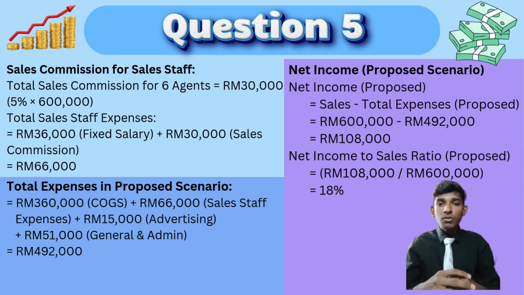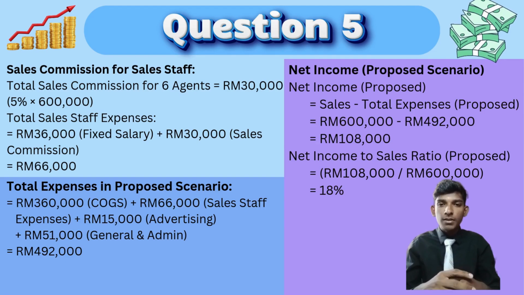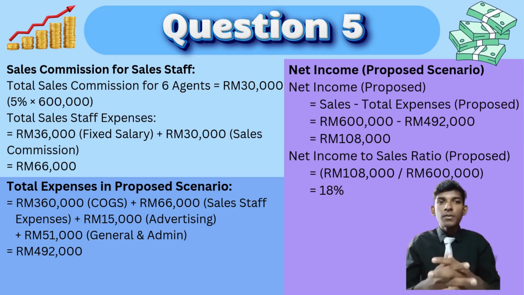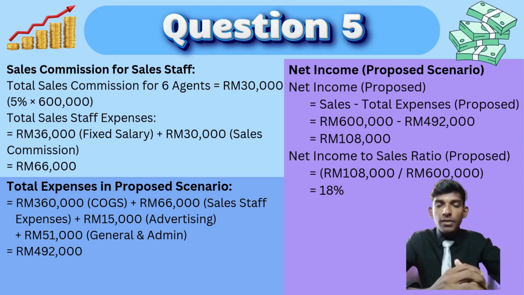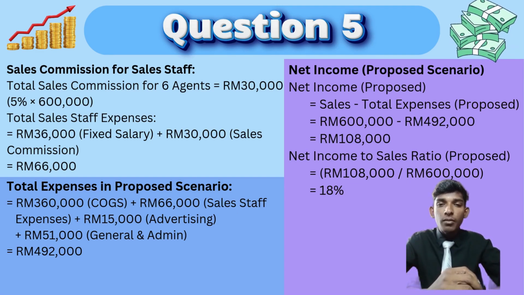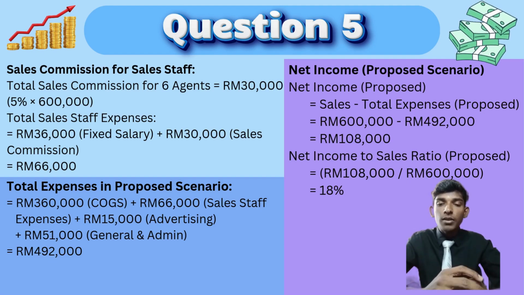Adding the same cost of goods sold, advertising, and admin expenses as before, the total expenses would be 492,000 ringgit. This would increase our net income to 108,000 and improve our net income to sales ratio to 18%.